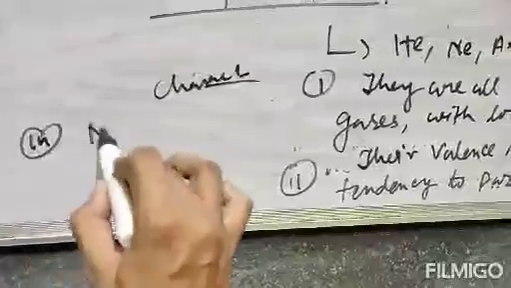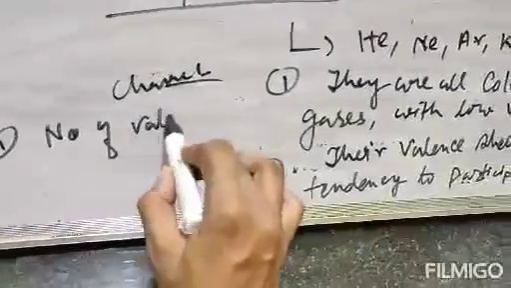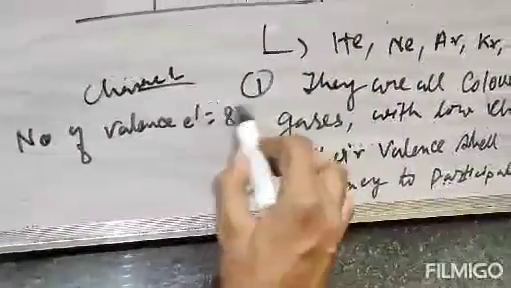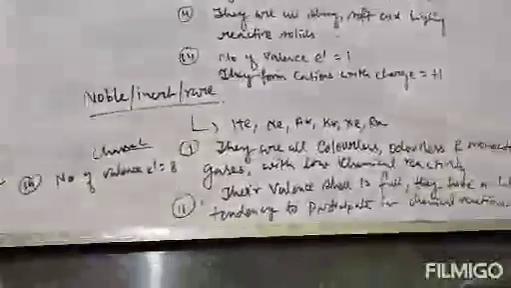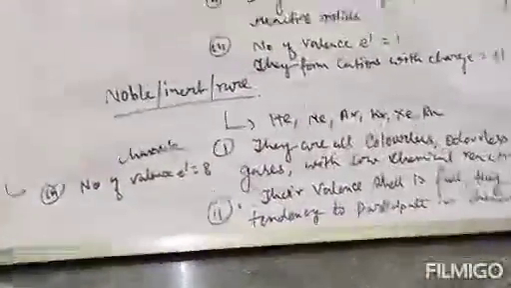Clear? Next, valence electrons. The total number of valence electrons will be 8 in the case of noble gases, inert gases or rare gases, that is group 18 elements. Clear? So that's all about the important groups, their characteristics and number of elements.